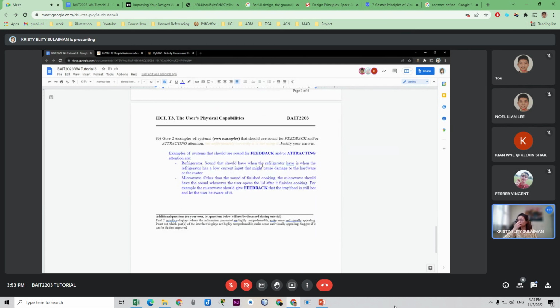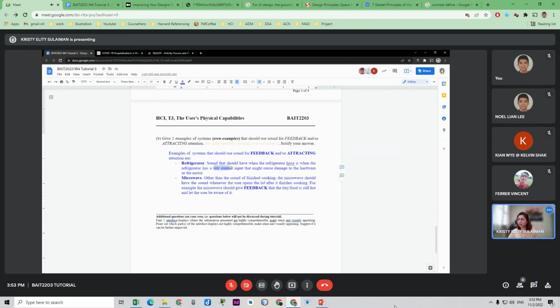And then we have another one, the last one. Give two examples of systems that should use feedback or attention. So here you have one refrigerator and microwave. So this is where sound should be applied, to this refrigerator and microwave.